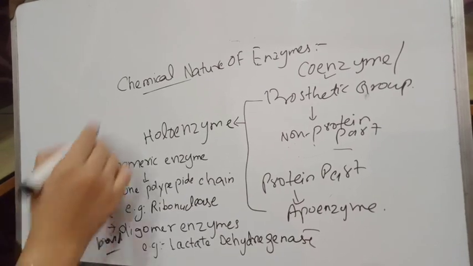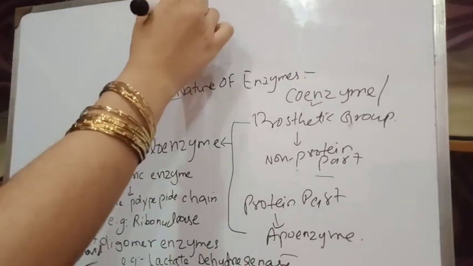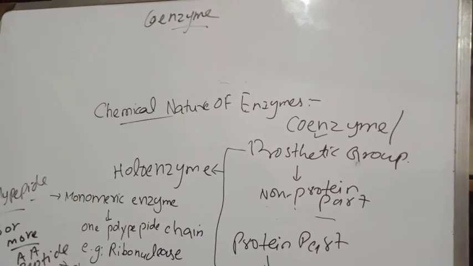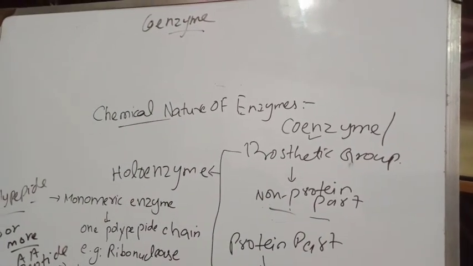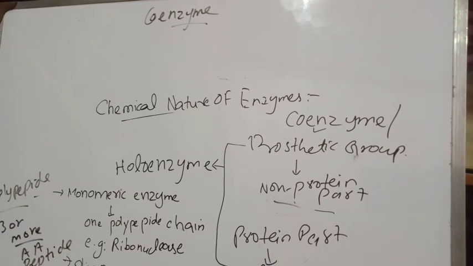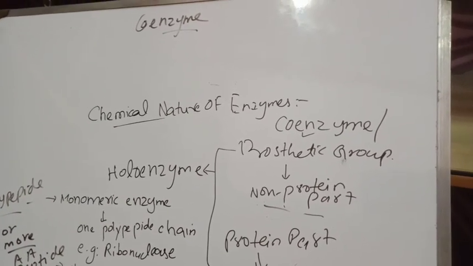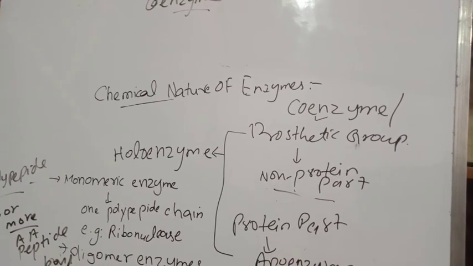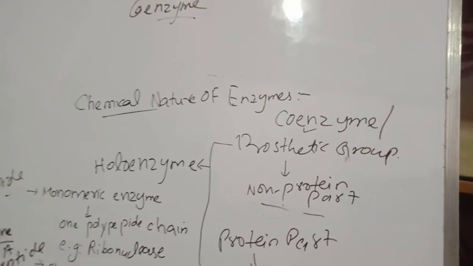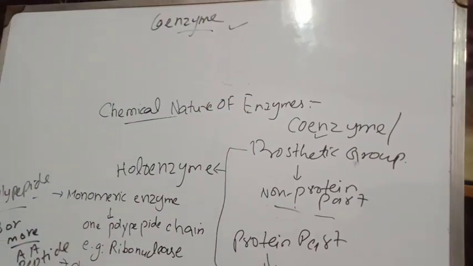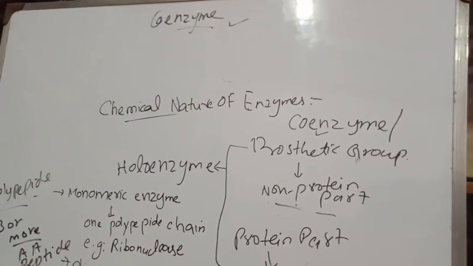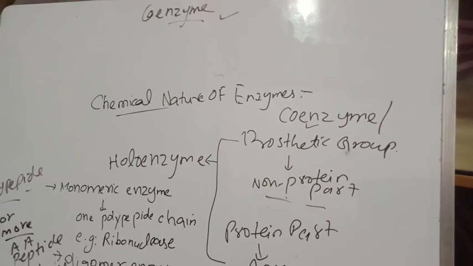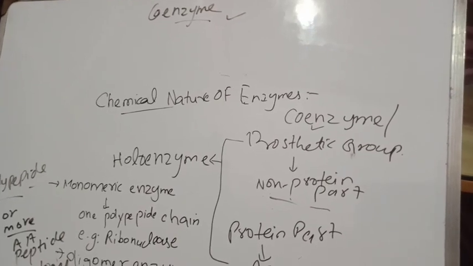Now we will discuss coenzyme. What is a coenzyme? As I have already told you, the non-protein part is also called coenzyme and prosthetic group. Certain enzymes require specific thermostable, low molecular weight, non-protein organic substances called coenzymes. A coenzyme may bind covalently or non-covalently to the apoenzyme. The term prosthetic group denotes a covalently bonded coenzyme.